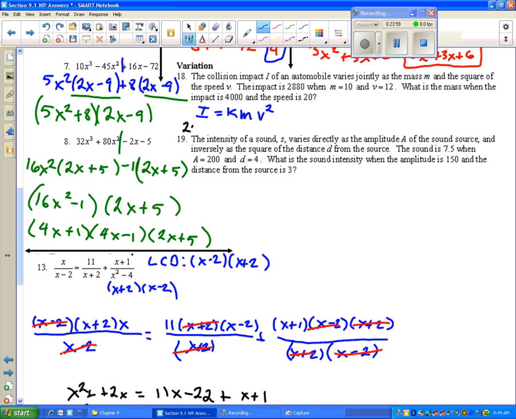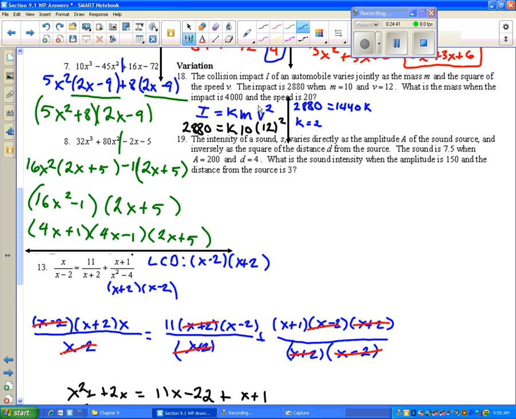The impact of 2,880 is equal to, when mass m is 10 and v speed is 12 squared. So, drawing my little line, I get 2,880 is equal to 12 squared is 144 times 10 is 1,440. K, divide both sides by 1,440, I get K to be 2.